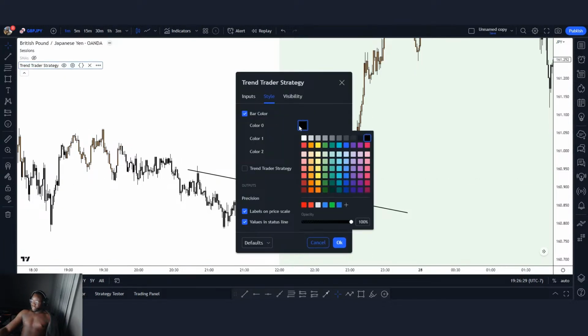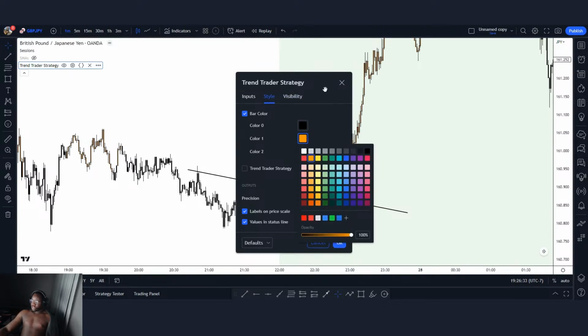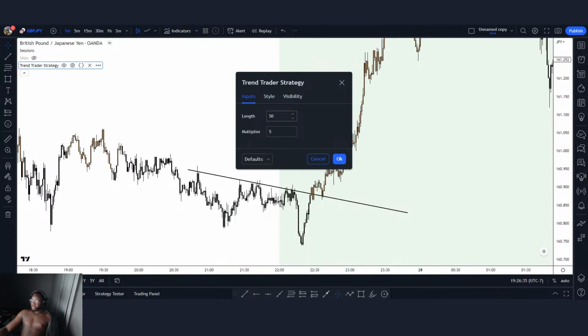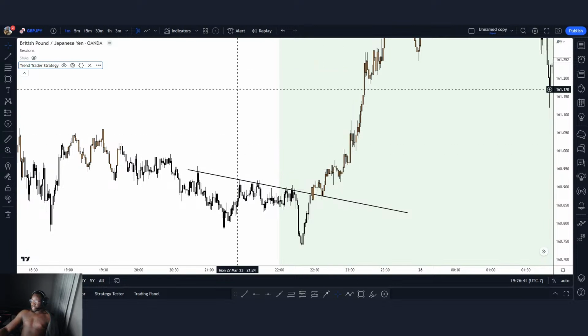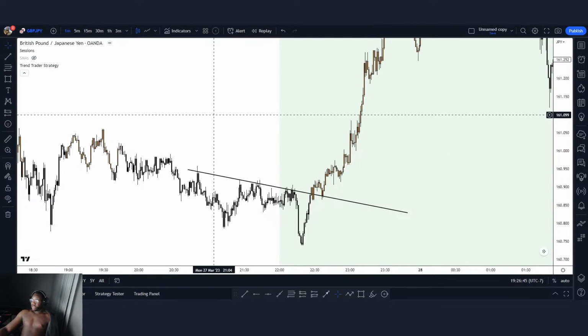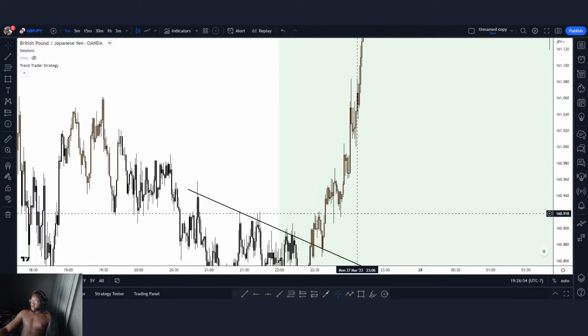And again, these are my settings. The top one, the bearish one, I have black. This one is orange. My inputs are 50 for the length and 5 for the multiplier. And these are the time frames I like correlating it with, because if I'm not looking for a break of structure off the 5 minute, then I'm looking for a break of structure off the 1 minute. I'm going to completely scale down to the 1 minute.